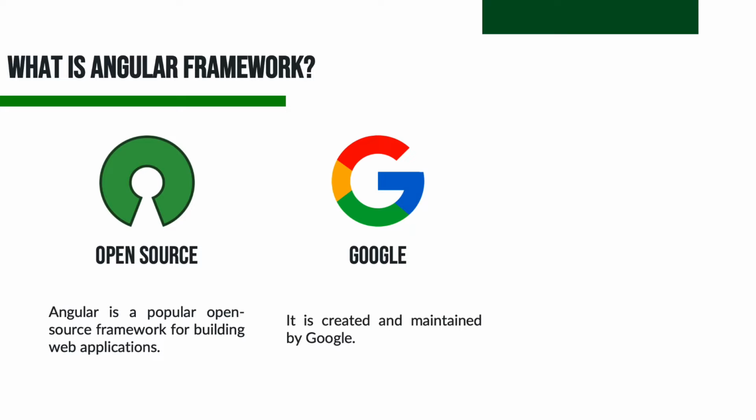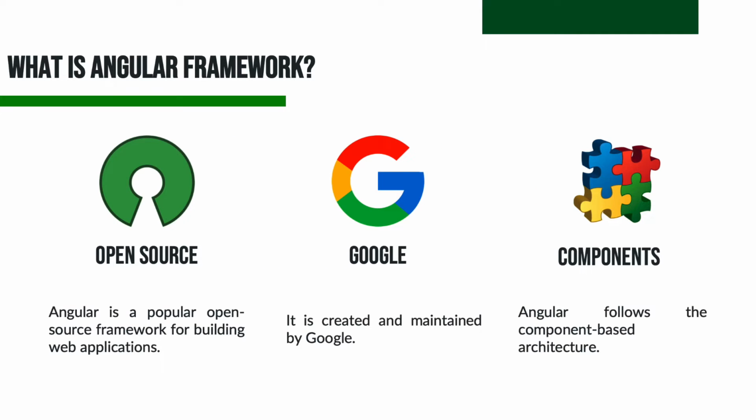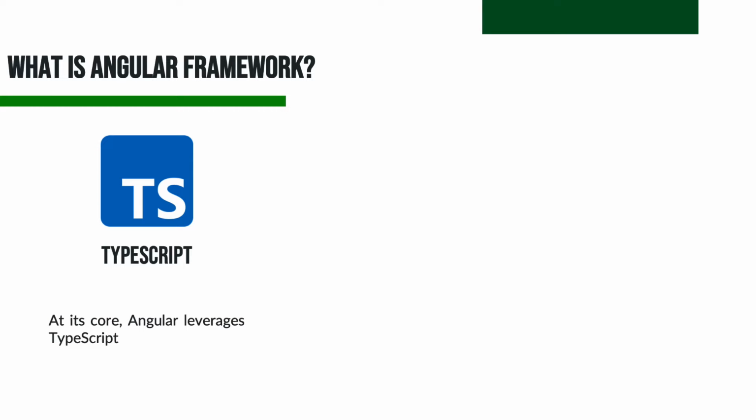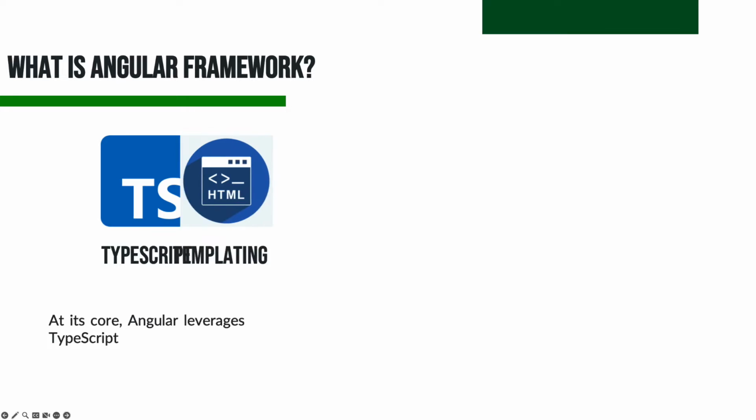Angular follows the component-based architecture where applications are built by composing reusable components. At its core, Angular leverages TypeScript as a statically typed superset of JavaScript, which enhances the development experience by adding features like static typing, enhanced code organization, and improved tooling support. TypeScript enables developers to write cleaner, more maintainable code and catch errors at compile time rather than runtime.